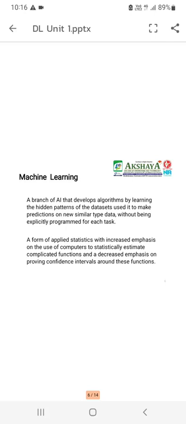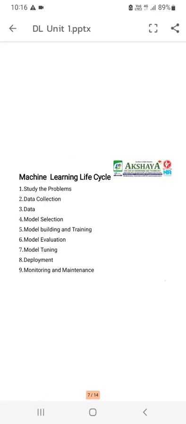So, you might have learned AI in the second year third semester and machine learning in the second year fourth semester. Those two subjects are going to be the basis for this deep learning subject. Let's see what is the life cycle of machine learning.